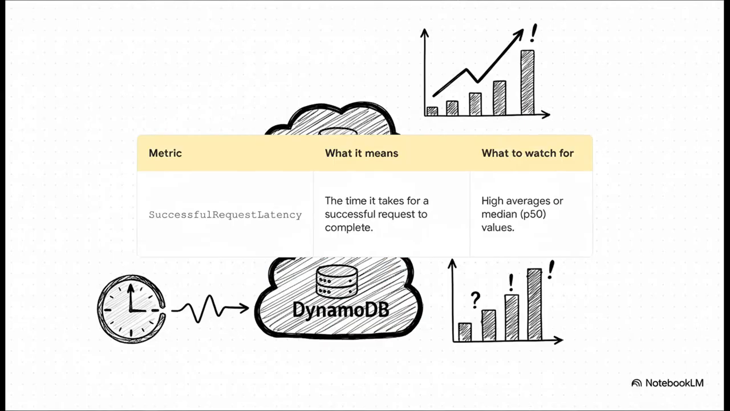Latency. So the metric to watch here is successful request latency. Now, what's really crucial to understand is that this isn't about network lag. This measures the time your request spends inside DynamoDB itself. A few spikes here and there, that's fine. But if you see that average number consistently climbing, that is your first major red flag that something is wrong.